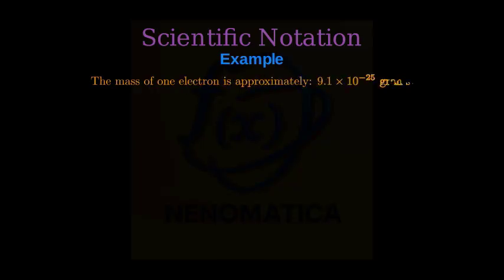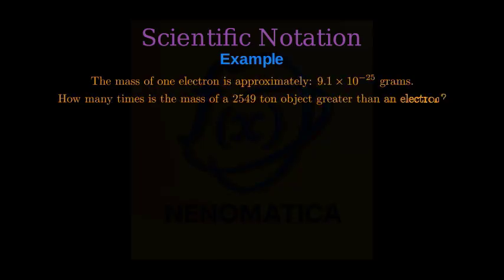The mass of one electron is approximately 9.1 times 10 to the negative 25th grams. We need to find how many times the mass of a 2,549-ton object is greater than the mass of an electron. Let's start our solution by writing down what we know. The mass of an electron is 9.1 times 10 to the negative 25th grams.